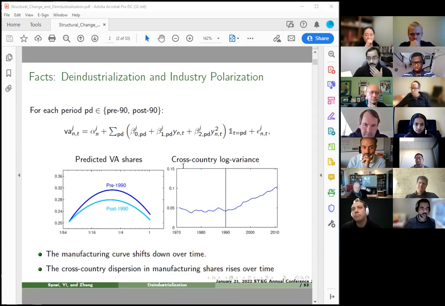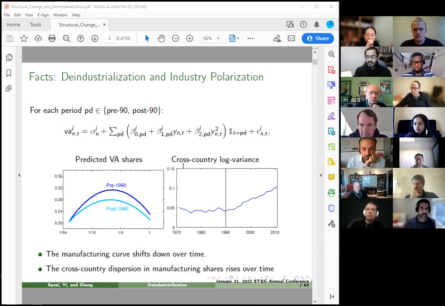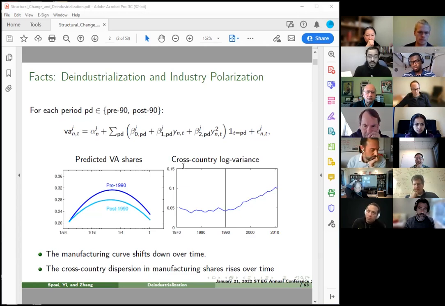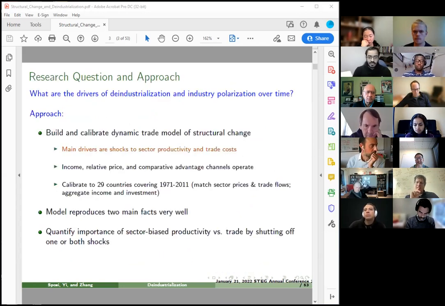The second fact that's new that we're going to introduce is about the second moment. What does the dispersion in these manufacturing shares look like across countries? That's in the right panel, and as you can see here, this dispersion in manufacturing shares has about doubled from 1970 to 2011, and most of that increase happened in the post-90 period, which we already know is a period where globalization really onset in large force. So the aim of this paper is to explore drivers of both of these phenomena simultaneously.